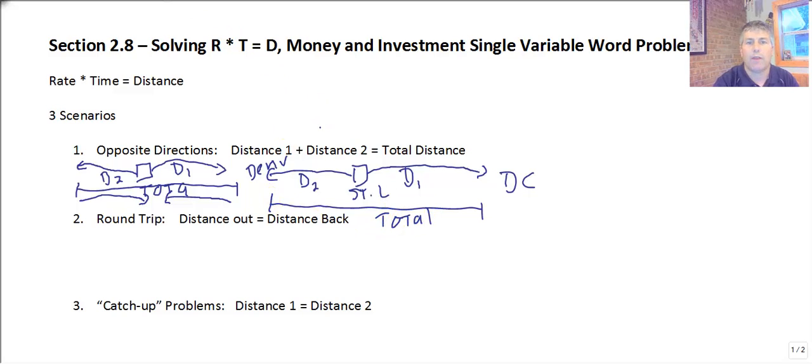And of course, we're going to ask ourselves every time, we may not have distance, but what makes up distance? Well, rate times time equals distance. So what we'll look for is a rate times time of the guy going to Denver, and a rate times time of the guy going to DC. And then we'll know to add those two: the rate times time of one plus the rate times time of the other will be our total distance.